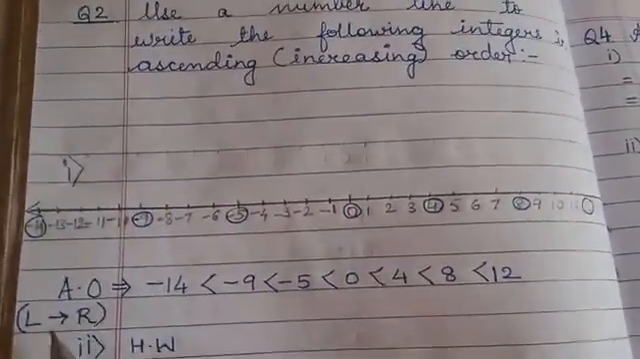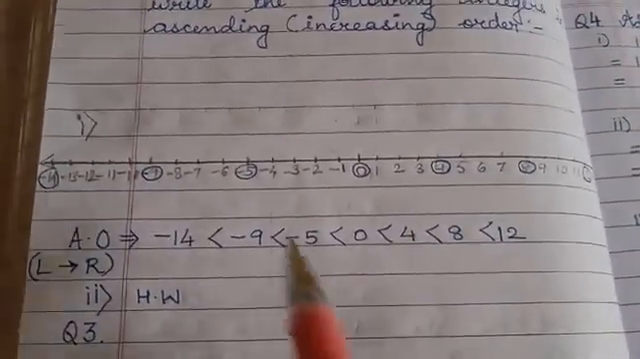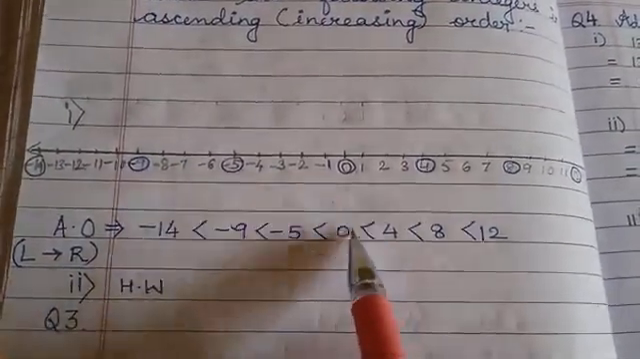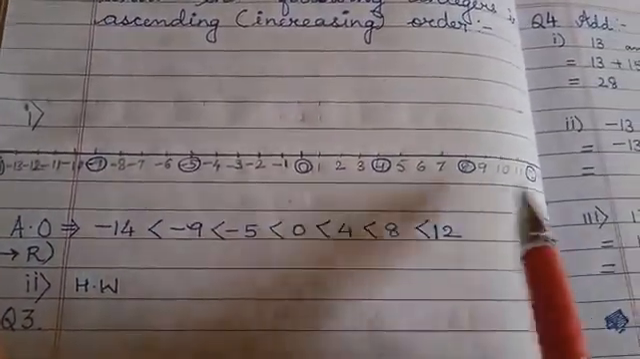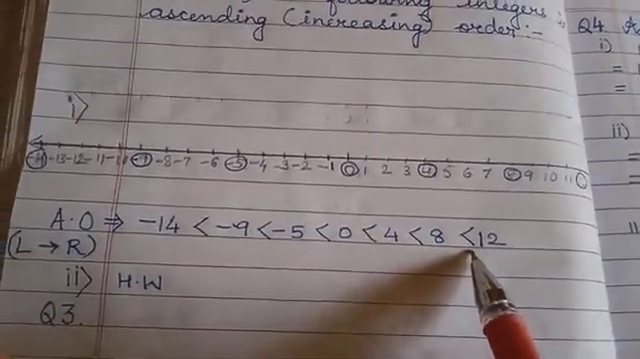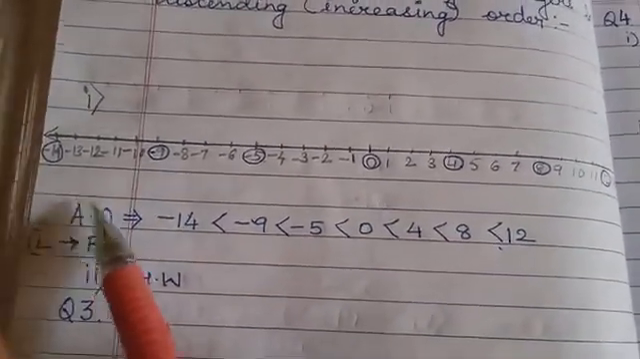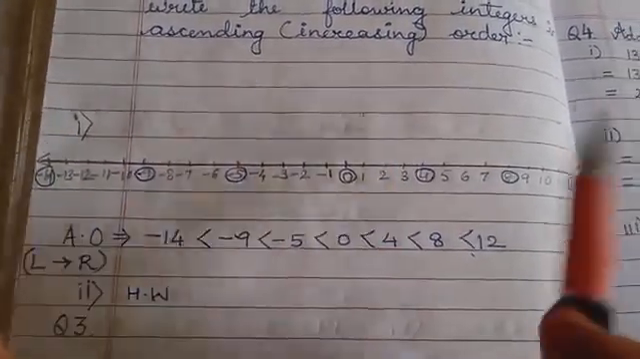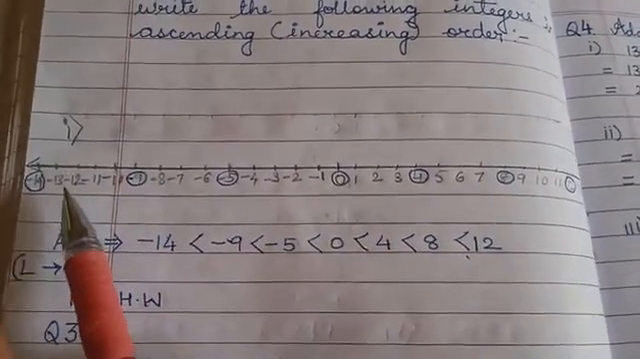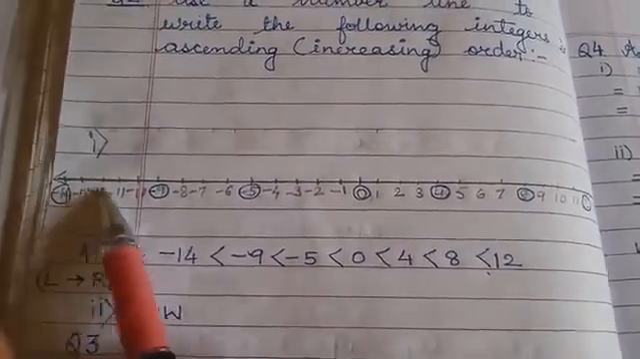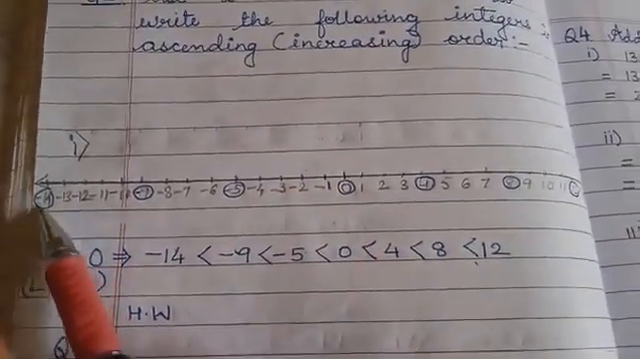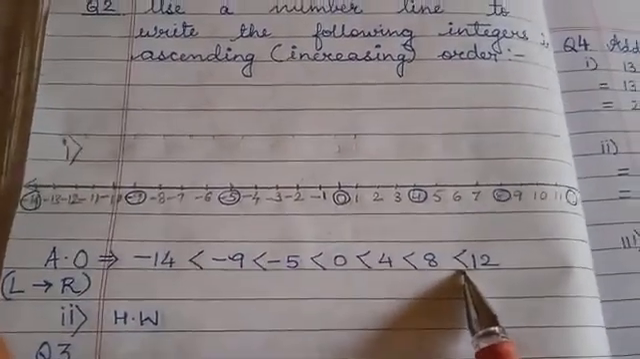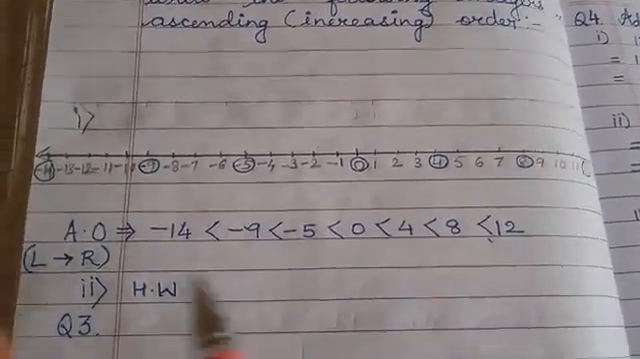So let us see ascending order: -14, -9, -5, 0, 4, 8 and 12. Automatically you will get the answer. Why? Because I know the rule that ascending order or increasing order on the number line means writing the numbers from left to right. Here we are arranging according to the given integers. That doesn't mean we have to write the complete number line. What is asked, I have circled, and then with this sequence I'll write them as it is. I hope you have understood this.